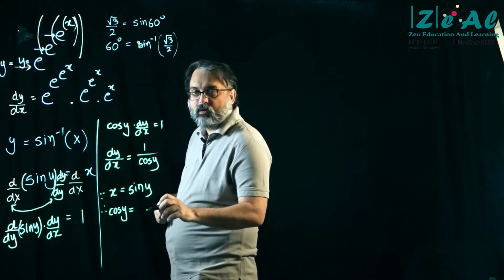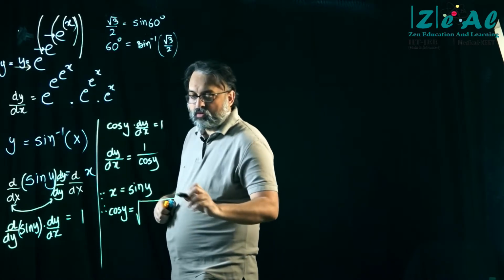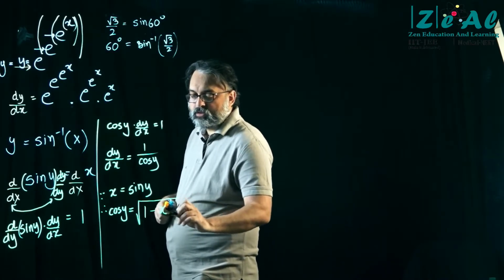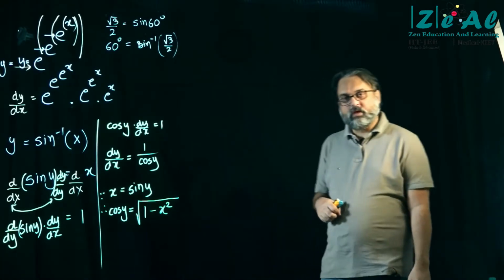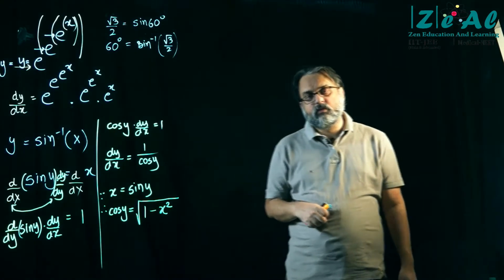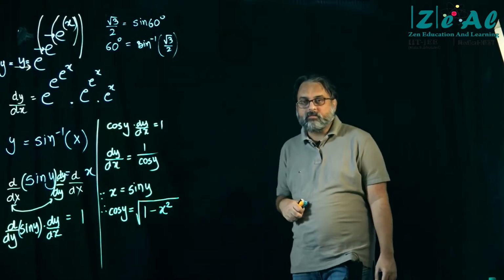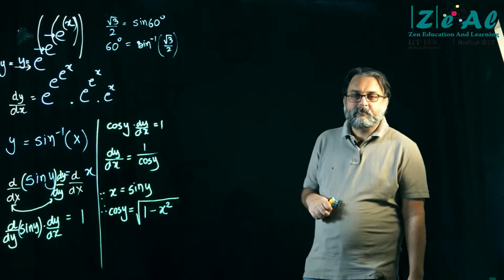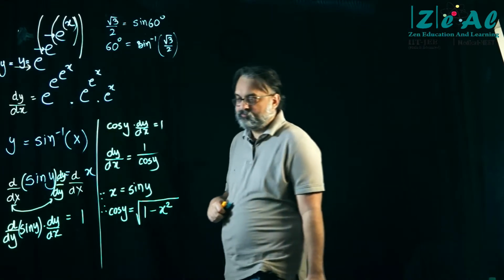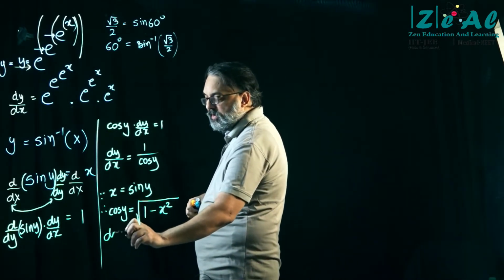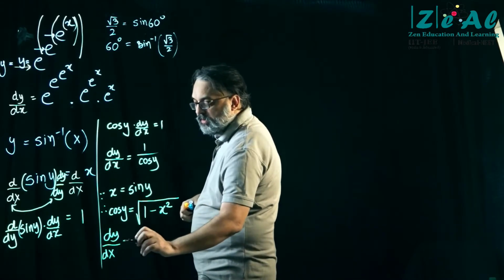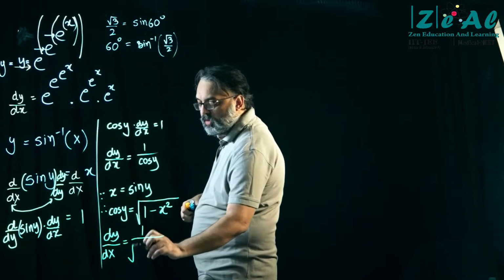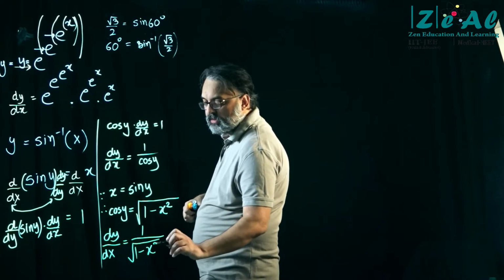No Palash, what happened? Under root of 1 minus x square. If x is equal to sine y, then cosine y is equal to under root of 1 minus x square. So now I can write the final answer, and the final answer is that dy by dx is equal to 1 upon under root of 1 minus x square.